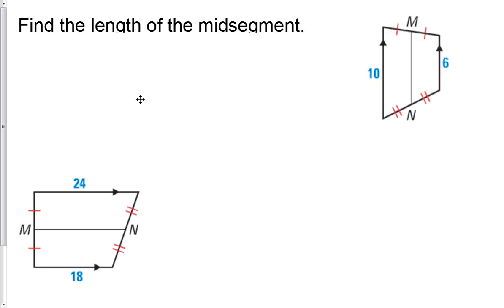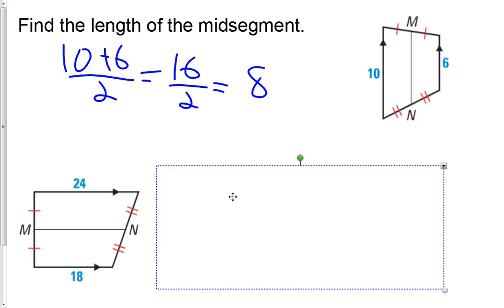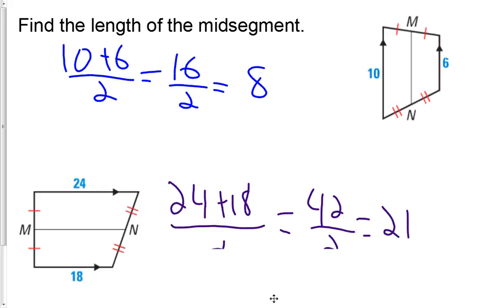Two more examples to go here. We have MN, which is the midsegment of the trapezoid. We need to add 10 plus 6 to get 16. And then dividing 16 by 2, half of 16 will give us 8. So 16 divided by 2 is 8, and that is MN. And then one more, we've got another MN to find, the midsegment. We're going to add 24 and 18. 24 plus 18 is going to give us 42. And 42 divided by 2 is 21.